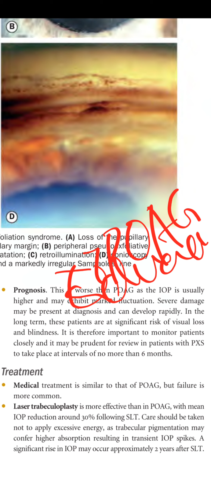So how will you treat a patient with pseudoexfoliation glaucoma? Medical treatment is similar to that of POAG, but failure is common. Laser trabeculoplasty is more effective than in POAG, with a mean IOP reduction of around 30%.